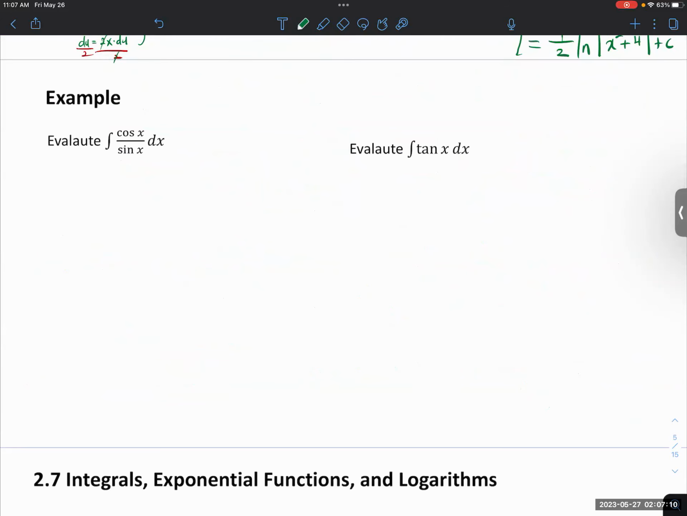Same thing. The denominator, you're going to set up the u. This is a complicated function. So let u be sine x. So du over dx is cosine x if you take the derivative. So du will be cosine x dx. And I got it, cosine x times dx. That's du. So therefore, integral 1 over u du.